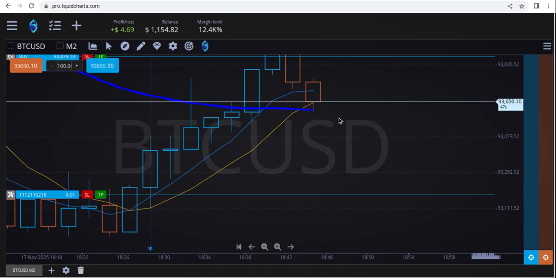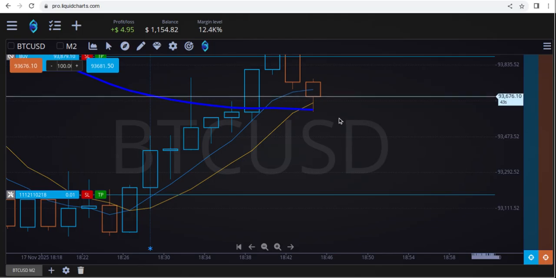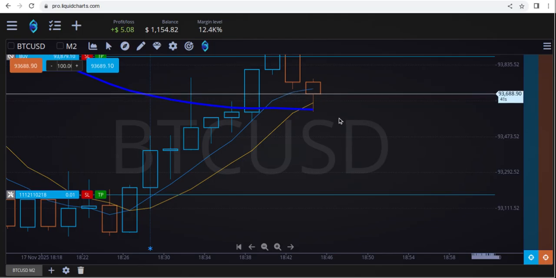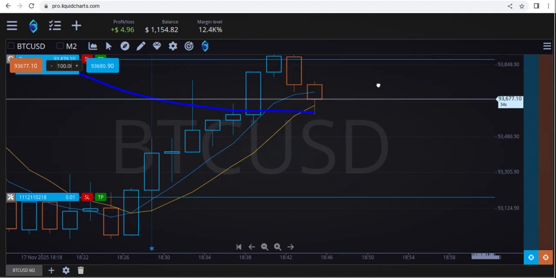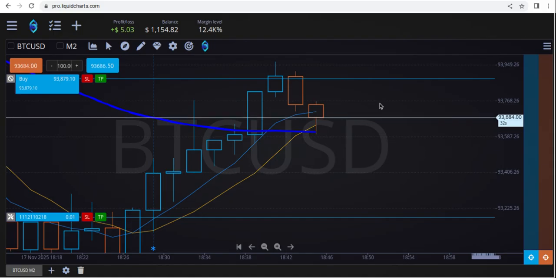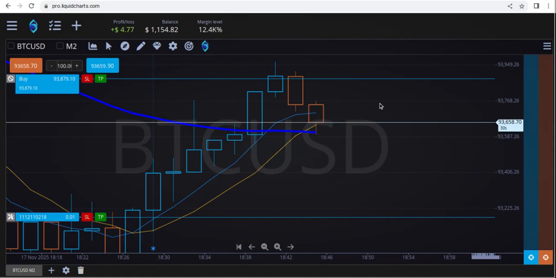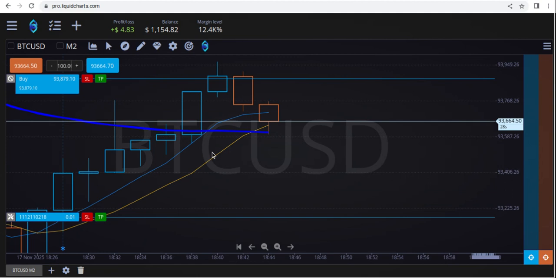Hire the moving averages. Hire the MAs. Let them work for you. Let them be your friend. Remember the trading phrase, the trend is your friend. This is trend following at its finest, the finest trend follower on the market.